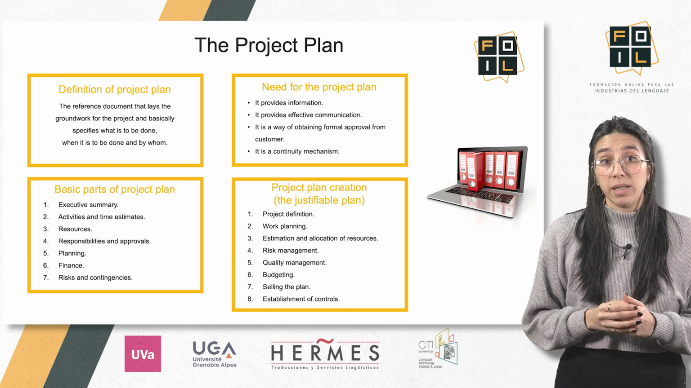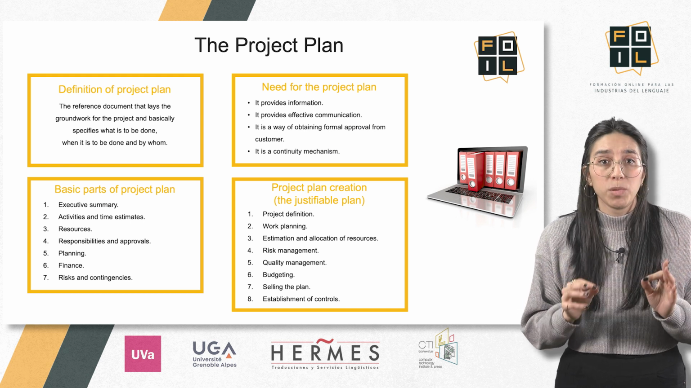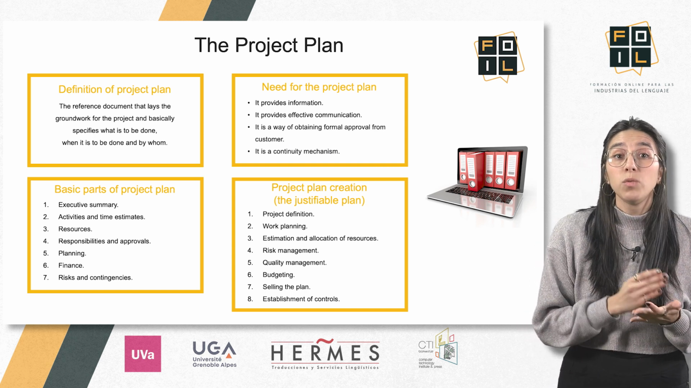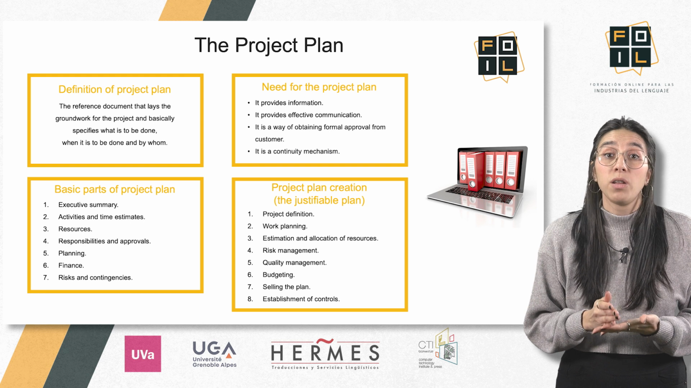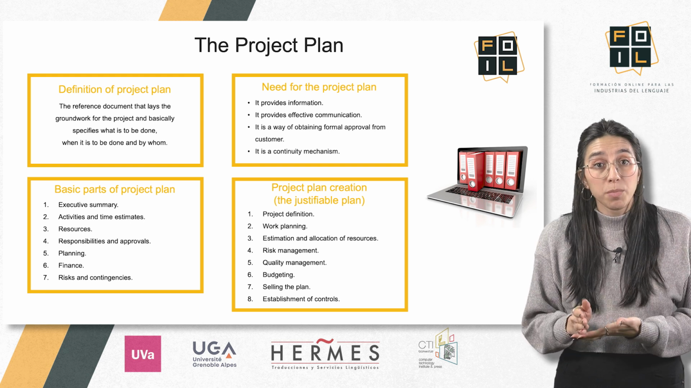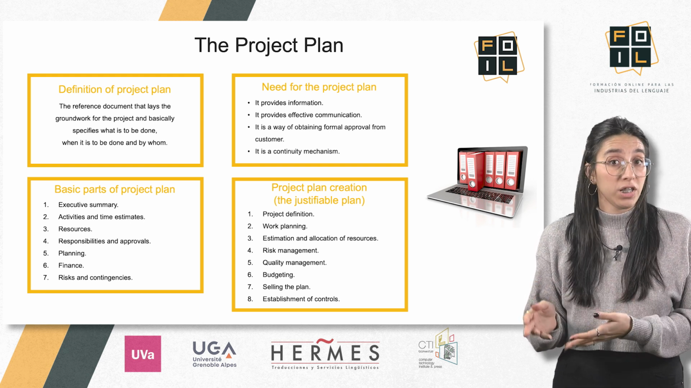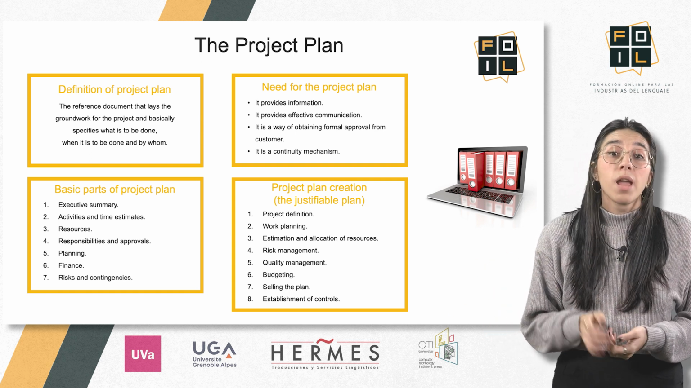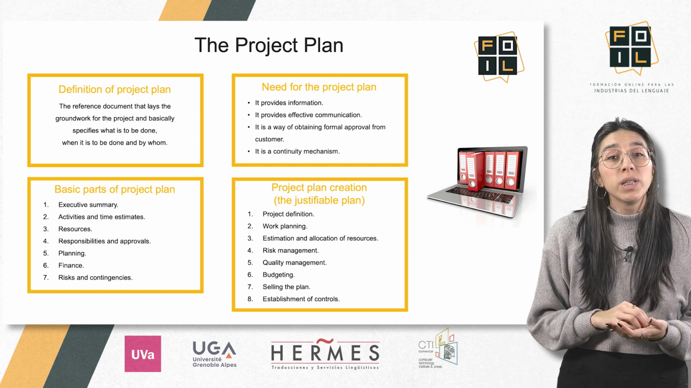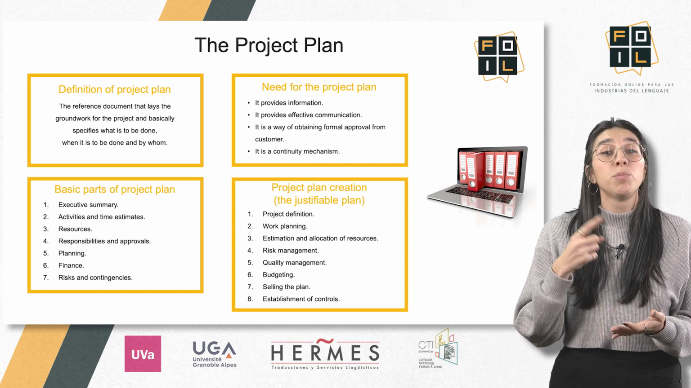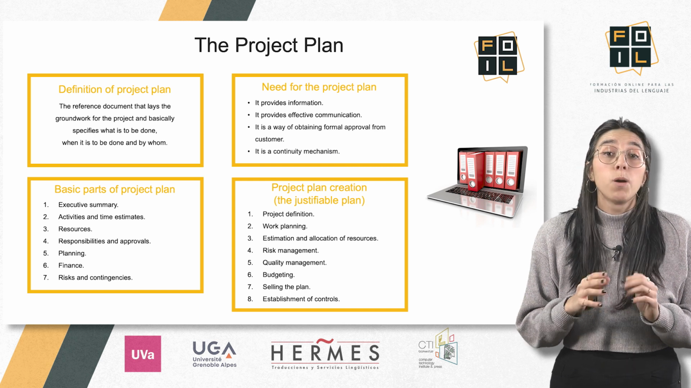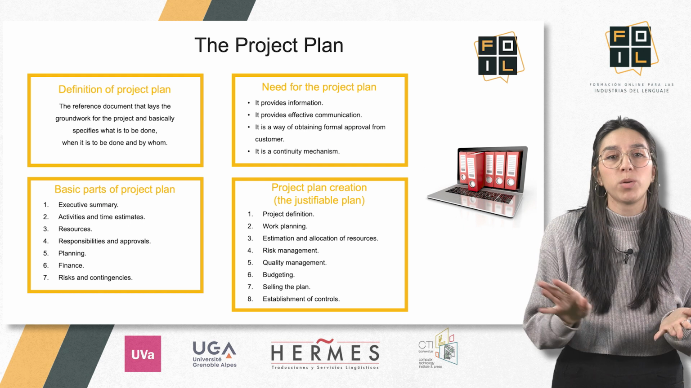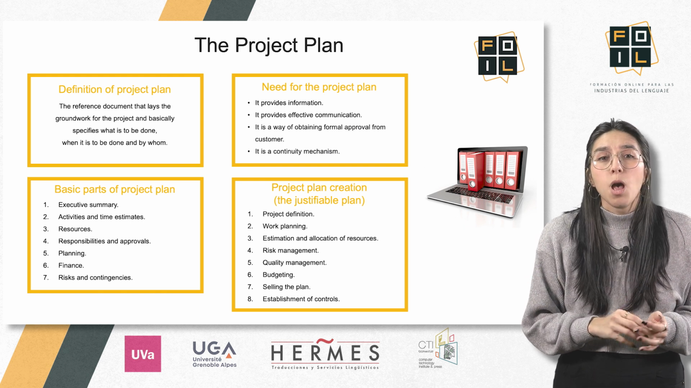When drafting a project plan, the so-called justifiable plan, we can find the following structure: project definition, work planning, estimation and allocation of resources, risk management, quality management, budgeting, selling the plan, and establishment of controls. For this plan, Webster proposes a circular and continuous relationship approach without stops. Webster's circular plan is of a general nature, applicable to any project, and presents his point, but not the reason for them.